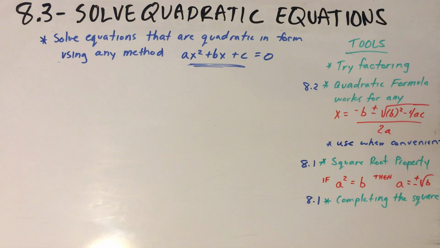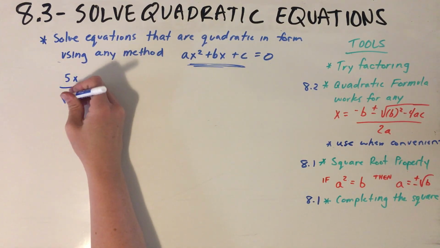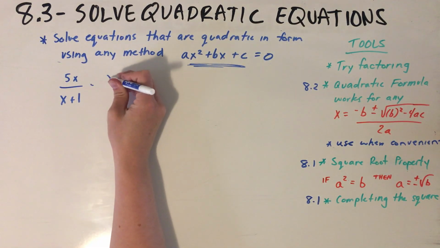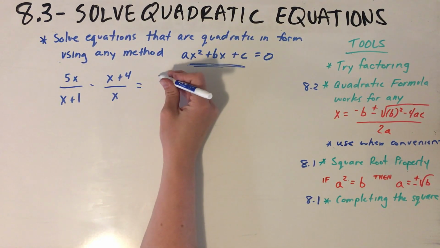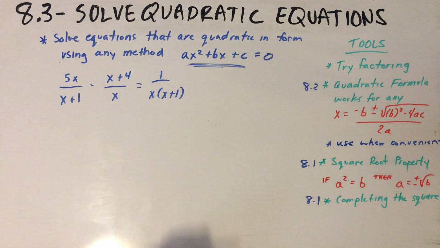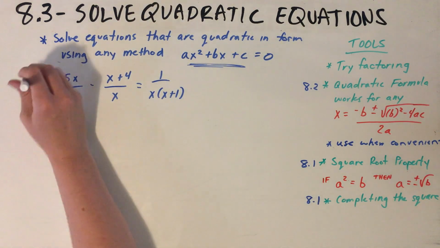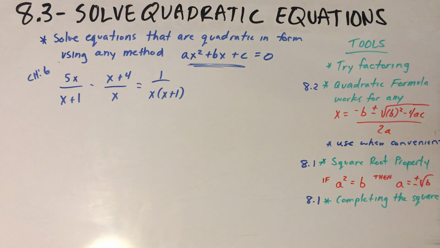All right, so let's look at this rational expression now. We've got 5x over x plus 1 minus x plus 4 over x, and that's going to equal 1 over x plus 1. So again, this is back from chapter 6. So this is chapter 6, solving rational equations. So you can review that video if you would like more depth on this.